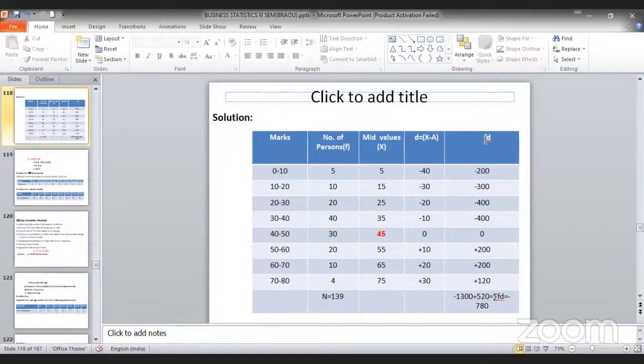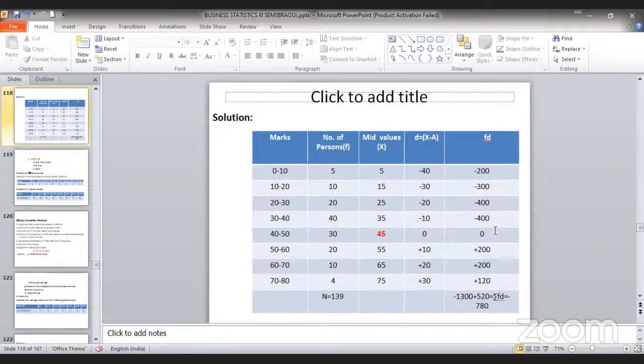Got it? Now, you have to multiply the f1 with D. 5 into minus 40, it is minus 200. 10 into minus 30, minus 300. 20 into minus 20, minus 400. That is minus because we have the negative values. So when you are multiplying the frequency, the same value you get. 30 into 0, 0. 20 into 10, it is a 200. 10 into 20, it is a 200. 4 into 30, it is a 120.